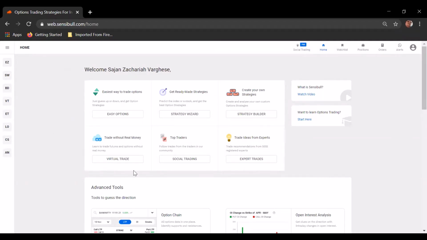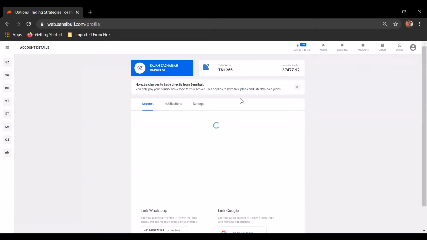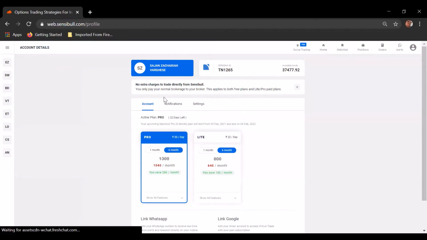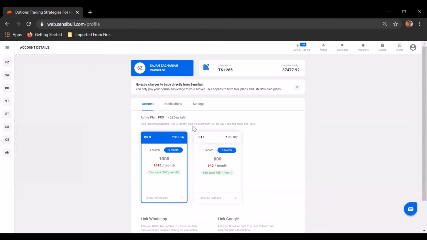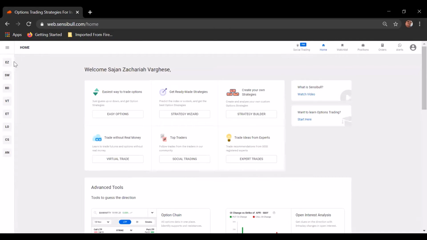Now, as soon as we get here, you can see there's a home, a watch list, positions, orders, etc. Here you can see your account details. I'm already using a paid version of this, the pro version, so you can see here that this is where I can always add to it, change it, and all of that. Now, as soon as we get here, there's a couple of things you can see, especially on this side. It's very easy to use this website, by the way.